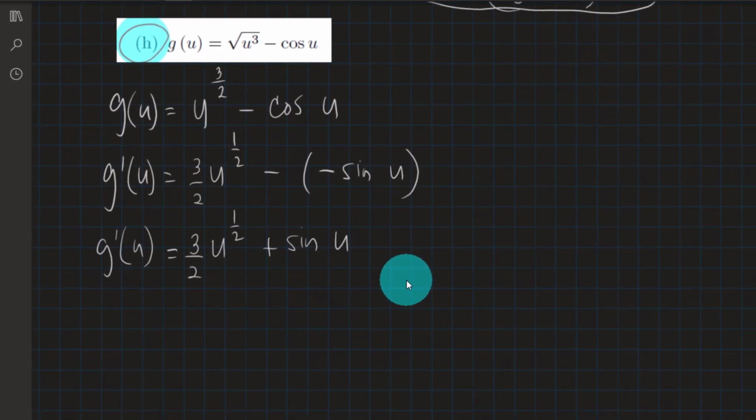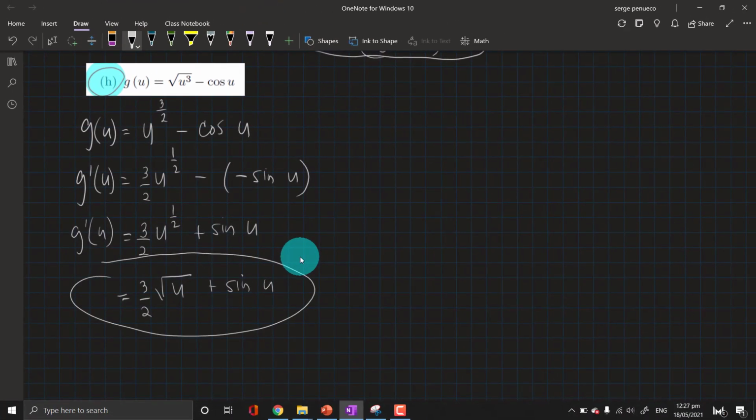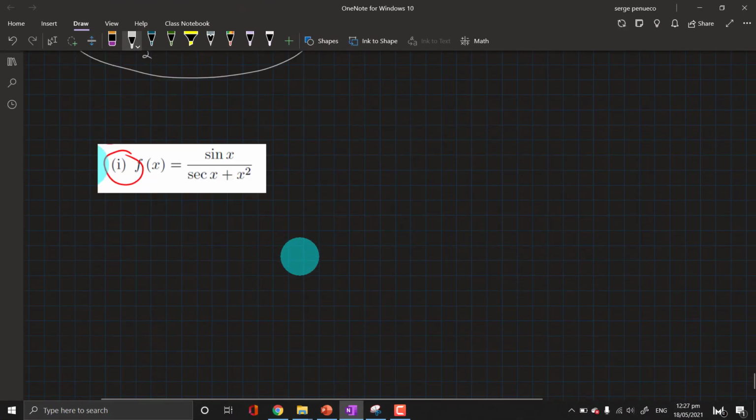Or kung gusto mo siya ibalik sa kanyang radical form, pwede rin naman. Magiging 3 over 2 square root of u plus sine u. So, this is our final answer. Last one.